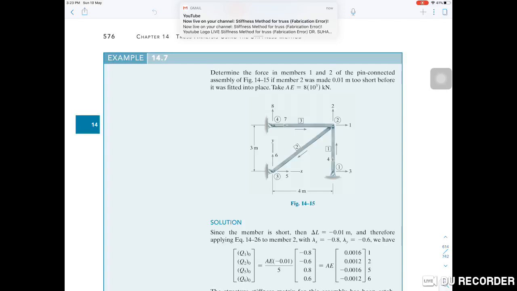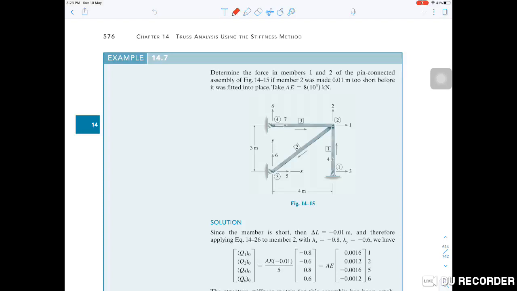Okay, I want to continue the lesson and discuss the effect of fabrication in the analysis of indeterminate truss using the stiffness method.